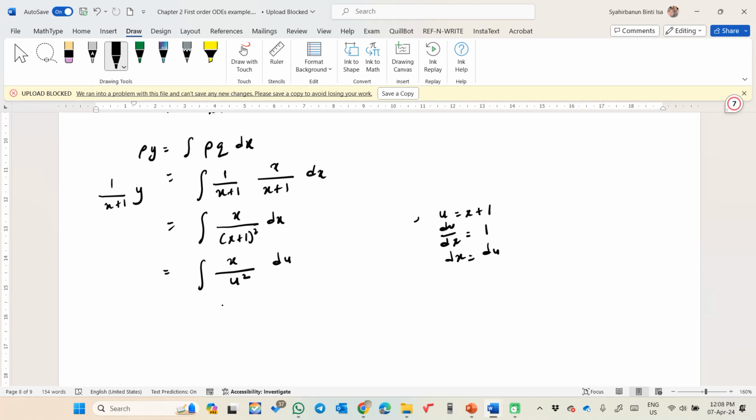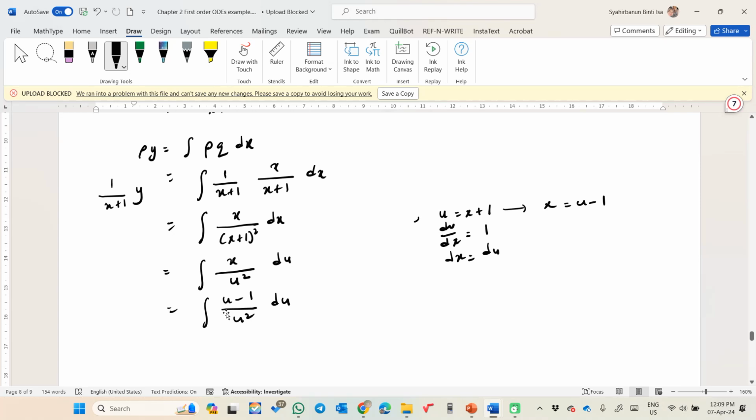What can we do with x? We want to integrate in terms of u. We cannot have x in the integration, and we cannot assume x as a constant. What we can do is go back to our substitution. From u here we have x equal u minus 1. So substitute x here as u minus 1, divided by u squared, du.